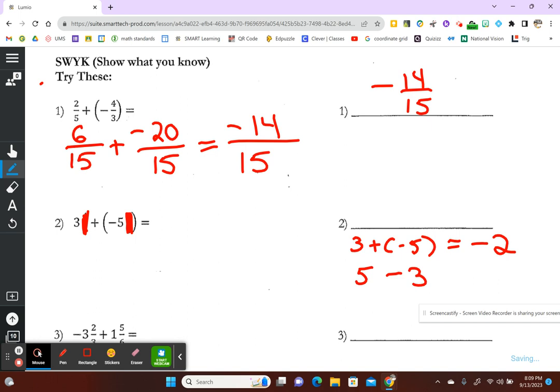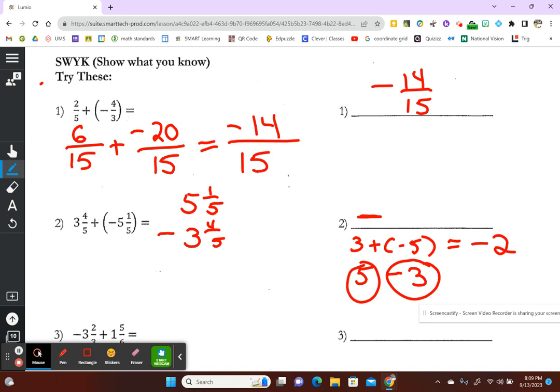Okay? So that means for these problems, I'm going to start out, I know my answer is going to be negative because the negative is bigger than the positive. I'm going to start out with 5 1/5, and I'm going to subtract 3 4/5, because I know I'm going to start out with the 5 and subtract the 3. So setting this problem up is probably the hardest thing. And I know my answer is going to be negative. Why do you know it's going to be negative? Because there were more negatives than positives. So now I have it set up like this.